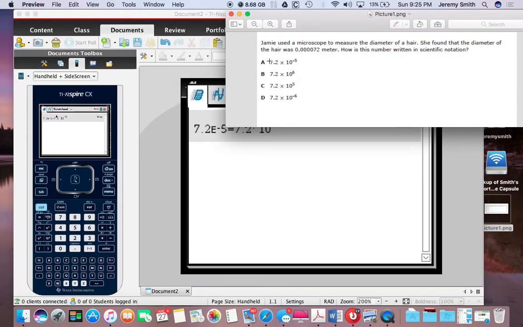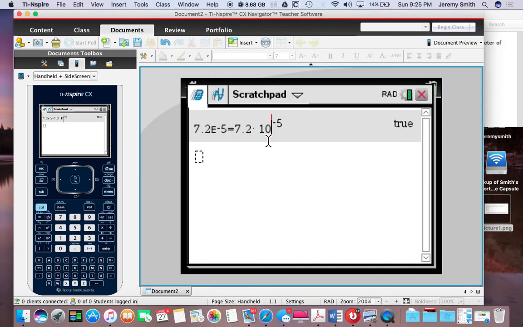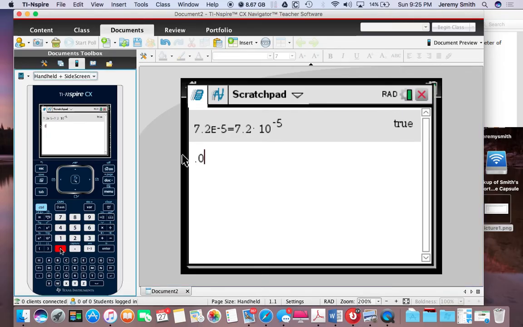Only if that coefficient is between 1 and 10. Sometimes you may come across a problem where it may be 72 times 10 to a different power. And if that's the case, then the one that's 72 will automatically be disqualified because that coefficient must be between 1 and 10. So let's look at the other ones. I'm going to put those other ones in there.